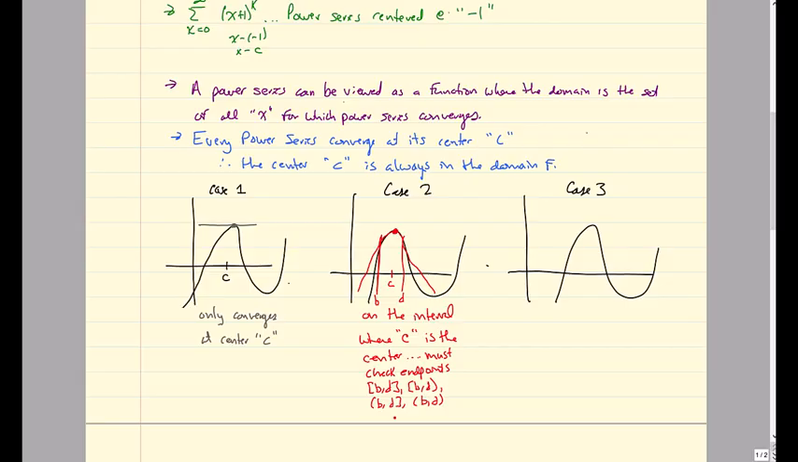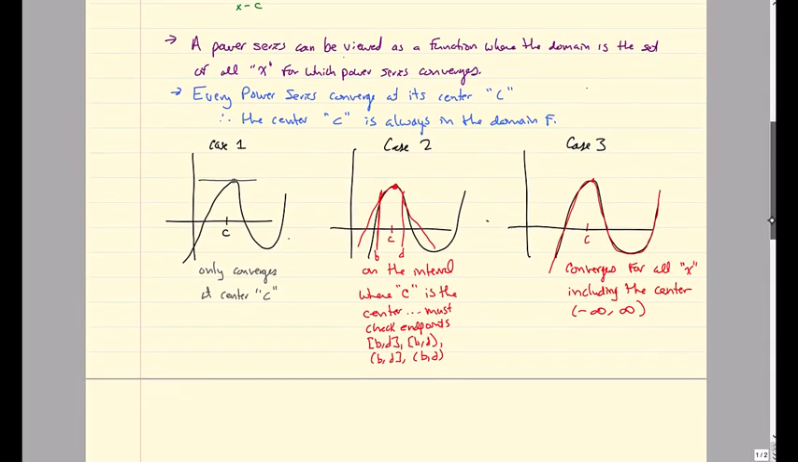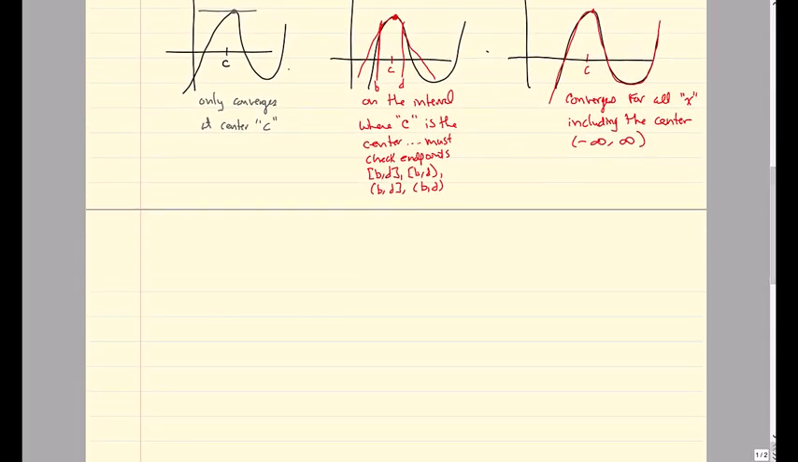Third case is it converges for all x, including the center. So let's call this our center again. And let's say I can come up with a really good series approximation that basically traces that graph. So this would be a case where it converges for all x. And of course that would include the center. I don't have to check the endpoints here, because for all x would be negative to positive infinity, and we never bracket infinity.